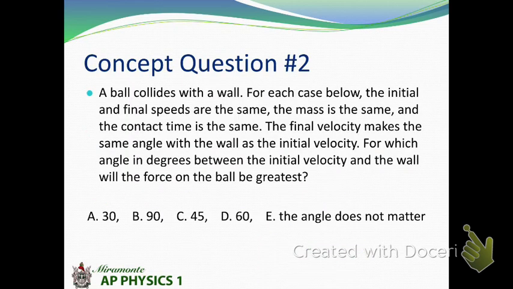Okay, another concept question. A ball collides with a wall. For each case below, the initial and final speeds are the same. The mass is the same. The contact time is the same. The final velocity makes the same angle with the wall as the initial velocity. For which angle in degrees between the initial velocity and the wall would the force be greatest?